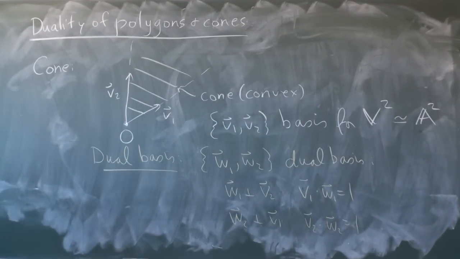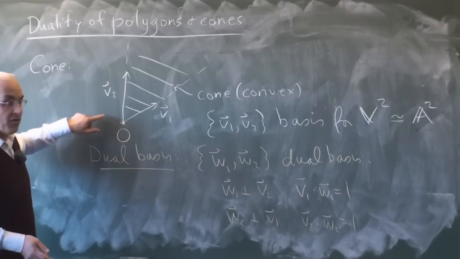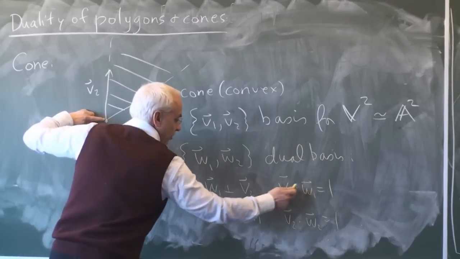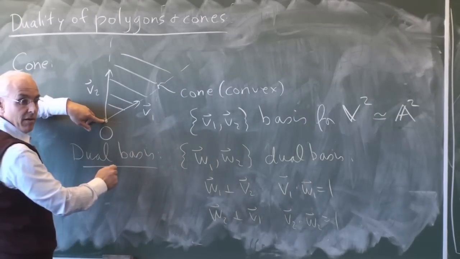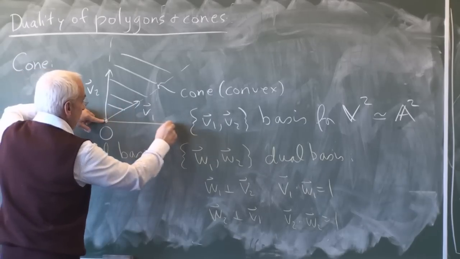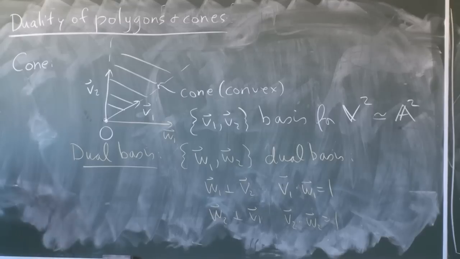So what does that mean in this case? W1 is going to be perpendicular to V2. It's going to be in this direction. Its dot product with V1 has got to be equal to 1. So it's in this direction, and it's so that the dot product between here and here is equal to 1. So maybe W1 might look like this. Okay? That being perpendicular.